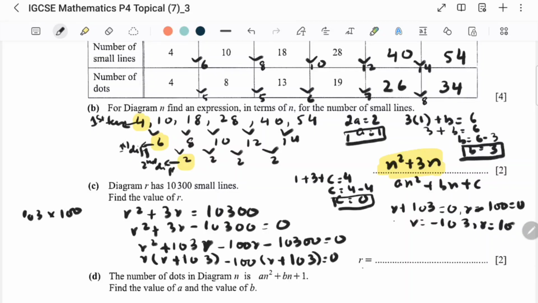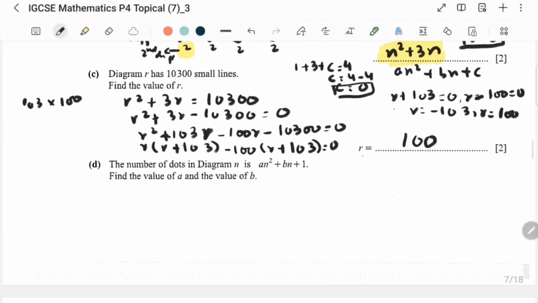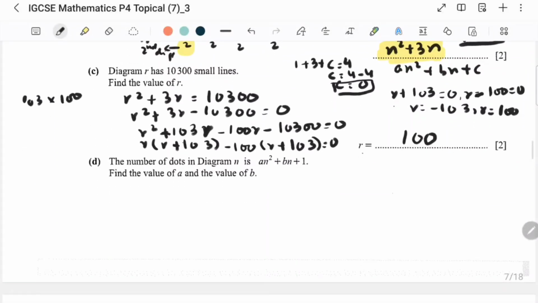So a negative answer is not possible. r is equal to 100. Add 100 terms, and you will be getting 10300 lines. The number of dots in diagram n is an square plus bn plus 1. Find the value of a and b.